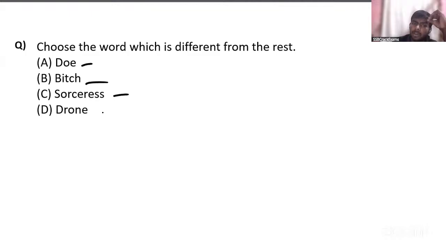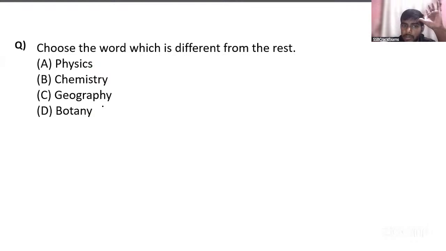Drone. So this is something related to technology, whereas the other three do not relate to technology.